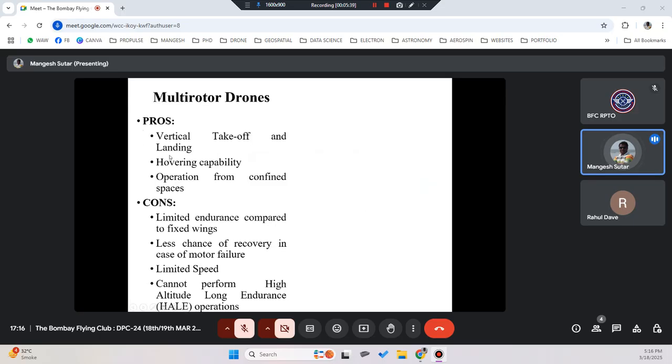So what are the pros of multi-rotor drones? They can vertically take off and land. This is the first important thing. Then it has hovering capability, and the operation can be performed in confined spaces. Your fixed wing cannot fly in a confined space. It needs a big area to fly.